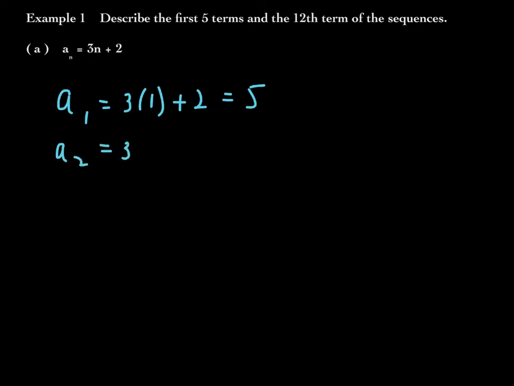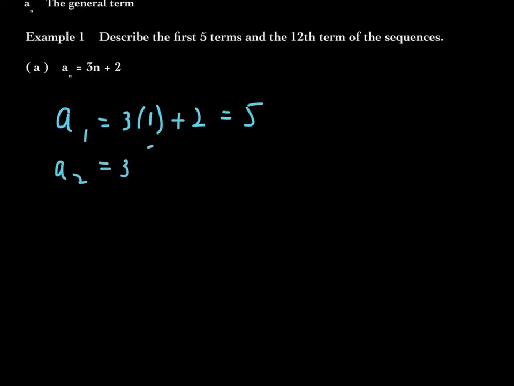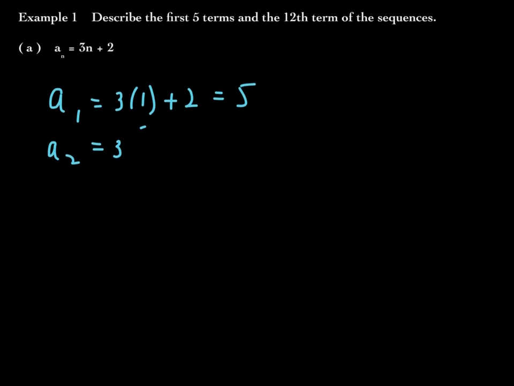Now plug in 2 for n. All right. So this is 6 plus 2, which is 8. We keep on plugging in our n values right here, everybody, in the general term. All right. So the second term is 8.